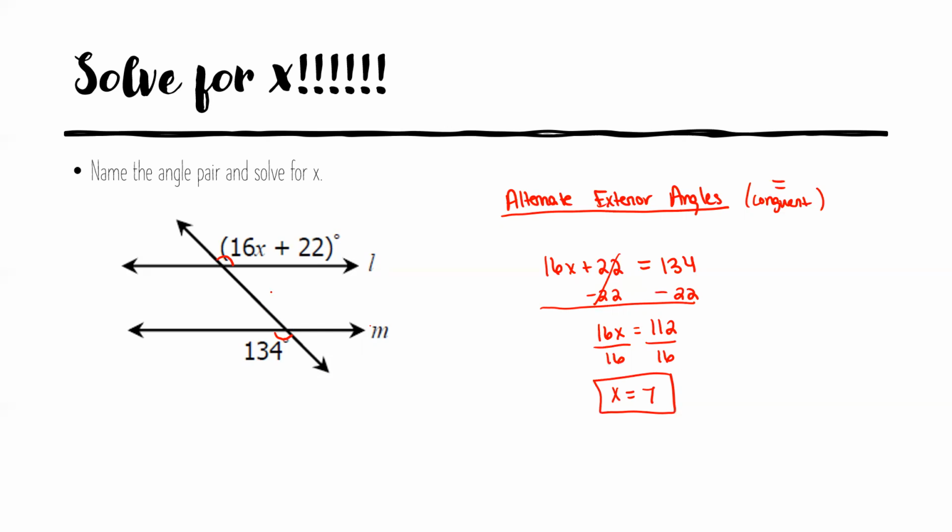And again, I can always double check my answers because if this angle here is 134, this should also equal 134 if I substitute in my x. And so let's go ahead and see what we get. Instead of the x, I'm going to put 16 times 7 plus 22. And well, 16 times 7, that actually gives me 112 plus 22. That should give me 134 degrees. And as you can see, my answer is correct because if this one is 134, this one should have also been 134. So that means that I know that x should equal 7.